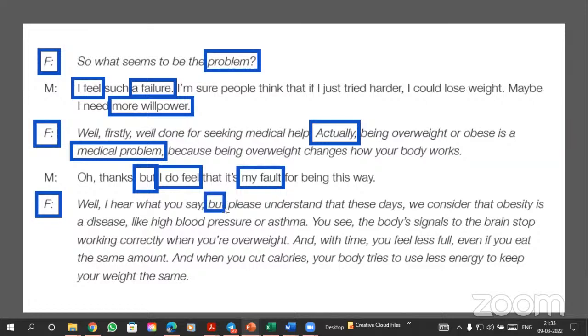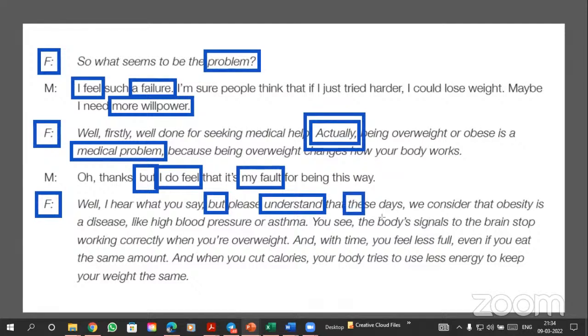Then, "well, I hear what you say." "But" means what? But that is not right. You say it is your fault, but it is not your fault. "But" means opposite. I am able to understand what you say, but please understand that what you are thinking is wrong. So understand the reality, the actual thing, the actual problem. Try to understand.